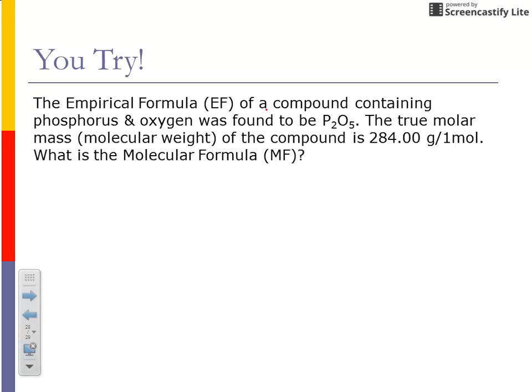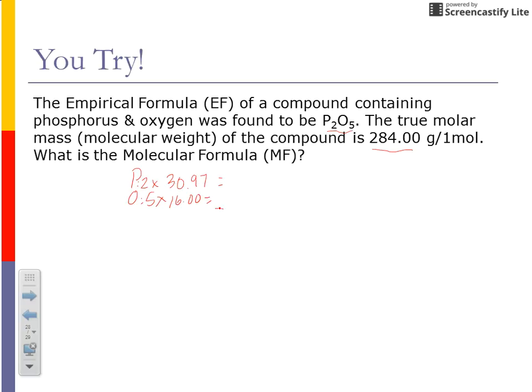Here we're told that the empirical formula of a compound that contains phosphorus and oxygen was P2O5. This is the empirical formula. The true molar mass of the compound is 284 grams per mole. What's the molecular formula? So again, we're going to first find the molar mass of the empirical formula. For phosphorus, there's 2 phosphorus here, so we're going to say 2 times 30.97. And then for the oxygen, since there's 5 oxygens, 5 times 16.